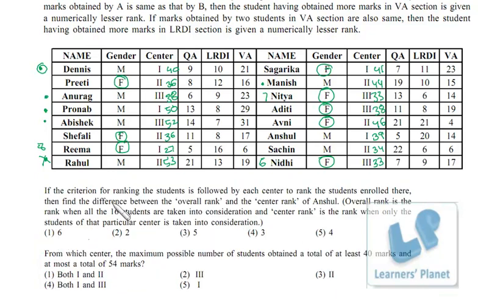Now, if the criteria for ranking the students is followed by each center to rank the student enrolled there, then find the difference between overall rank and the center rank of Anshul. Overall rank is the rank where all the 16 students are taken into consideration, and center rank is the rank where only the student of that particular center is taken into consideration. Okay, so we see Anshul here.